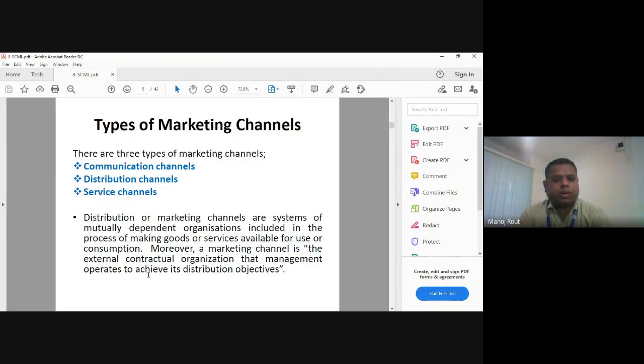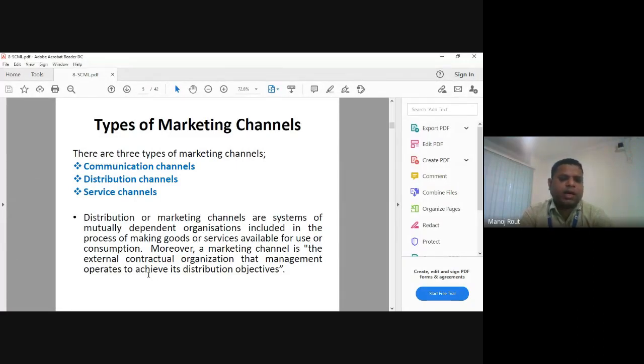So if you go to the wider scenario of marketing channels, the distribution or marketing channels are a system of mutually dependent organizations. If you are not coordinating the marketing as well as the distribution, what will happen? These are directly hampered in making profitability. So due to that situation, there should be mutual dependence between organizations, whether it is a steel industry, a process industry, or a chemical industry, that included the process of making goods and services available for use or consumption.